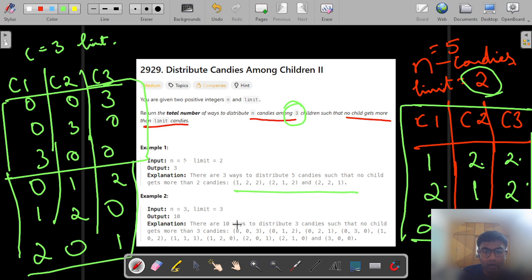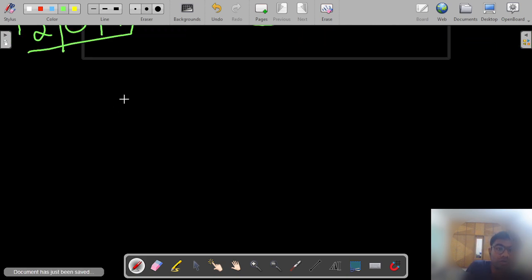So on, we can have 10 such possibilities as seen here. But at no point of time should we exceed the limit, and also we should satisfy the number of candies to be distributed among three children, but we should not exceed giving more than the limit to a specific child. Okay, so let us think about how we can approach this problem.